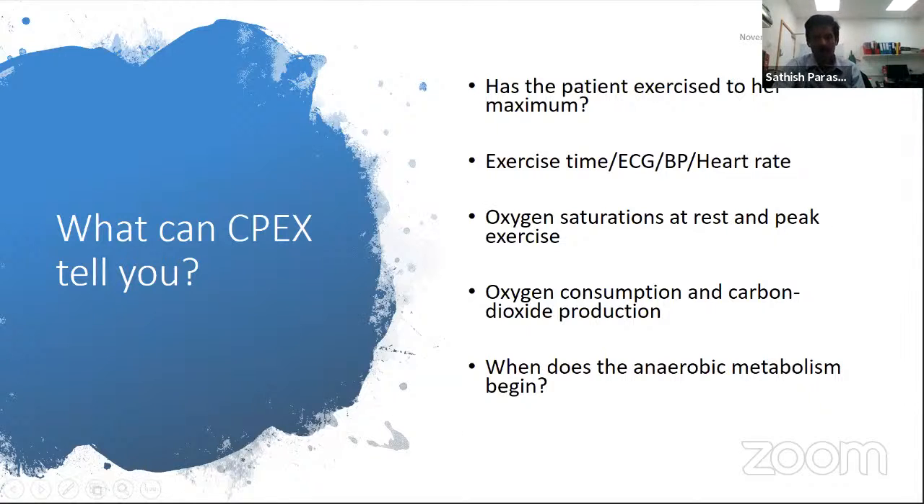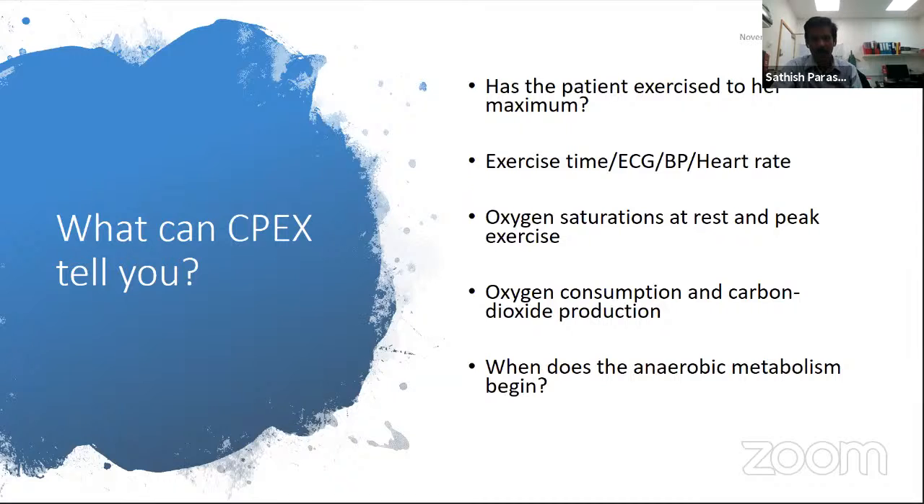Exercise time, ECG, blood pressure, and heart rate, we get all of that from our routine treadmill tests. Oxygen saturations at rest and peak exercise, we don't get in normal tests. We get that in cardiopulmonary exercise test. Oxygen consumption and carbon dioxide production, we don't get in a normal test. We get that in cardiopulmonary exercise test.